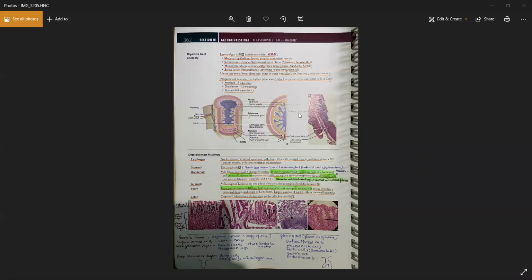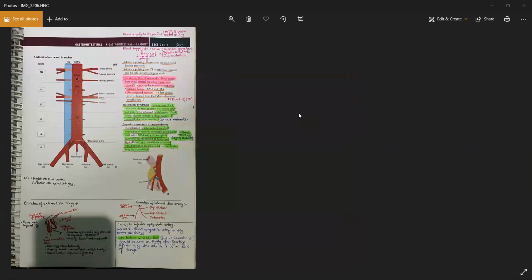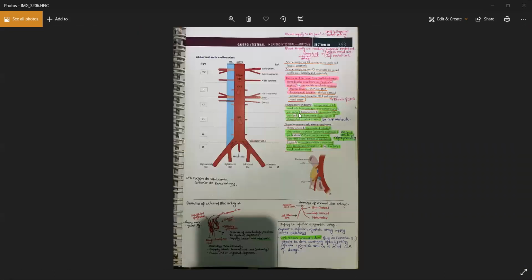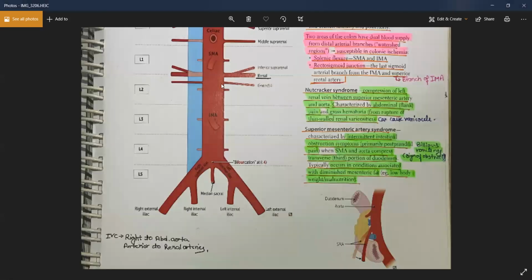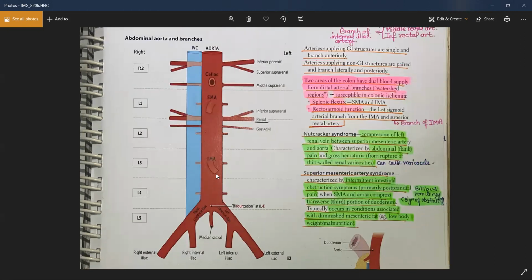Okay, so we have discussed the anatomy and the histology of the GI tract, and now the branches of the aorta. It is very important to note the level of the bifurcation of the aorta into the common iliac arteries, and it is L4. At L4, the aorta will be divided into the right common iliac artery and the left common iliac artery. This is the most important one.